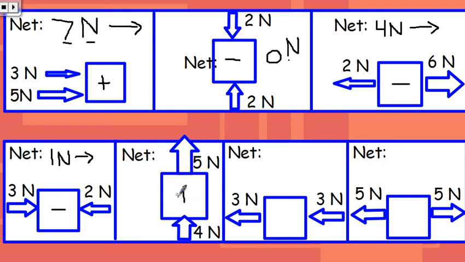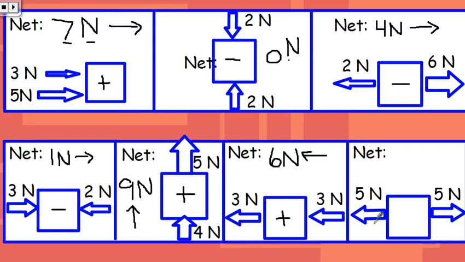This next example, I have 5 newtons going up and 4 newtons going up. They are going in the same direction, so we are adding. 5 plus 4, you will get 9 newtons. And since they are both going up, our net force will also go up. We have 3 newtons going to the left and 3 newtons going to the left. They are moving in the same direction, so we are adding these forces together. 3 plus 3, 6, add your unit, and they're both going to the left, so our net force will also be going to the left.